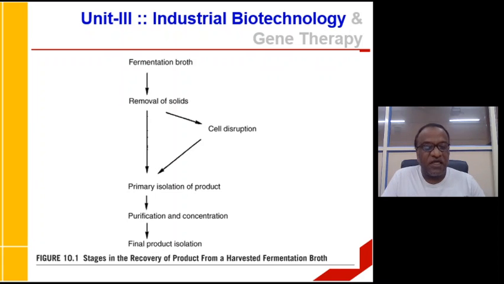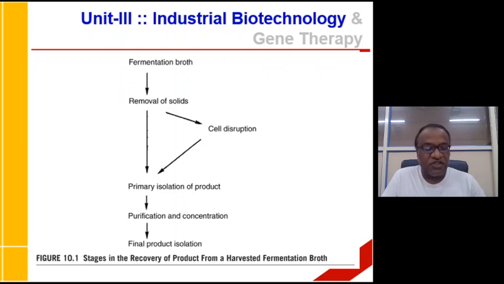So, the main objective of the first stage for the recovery of an extracellular product is the removal of the large solid particles and microbial cells. Okay. So, assume that the location of your product is extracellular. The main objective of the first stage is the removal of the large solid particles and microbial cells. This is usually done by the process of centrifugation or by making use of filtration.